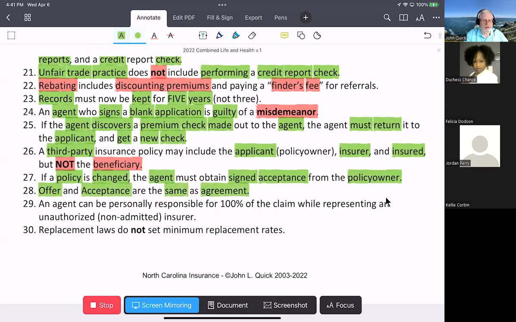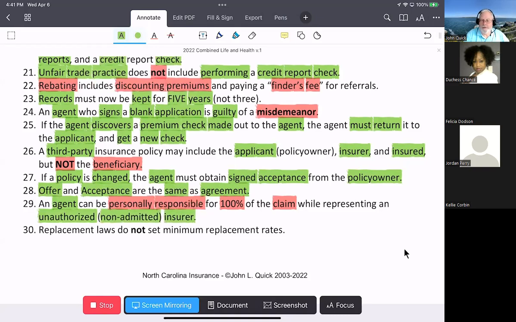Now, what if an agent sells a policy from an unauthorized or non-admitted insurer? An agent can be personally responsible for 100% of the claim while representing an unauthorized, non-admitted insurer.